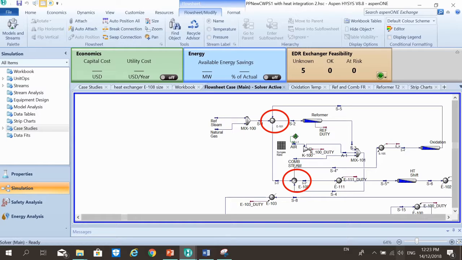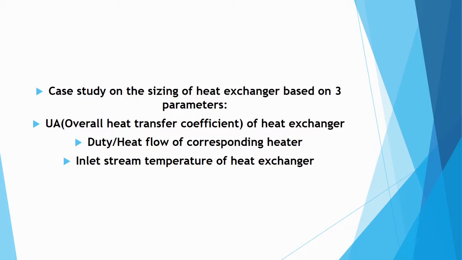This results in a positive and desired effect for our plant by reducing our energy consumption from 6.62 times 10 to the power 8 kilojoules per hour to 4.17 times 10 to the power 8 kilojoules per hour. We also perform a case study on the sizing of heat exchangers by taking into account UA, that is the overall heat transfer coefficient of the heat exchangers, the duty of the corresponding heater, and the inlet stream temperature of the heat exchanger to maximize our heat exchange.